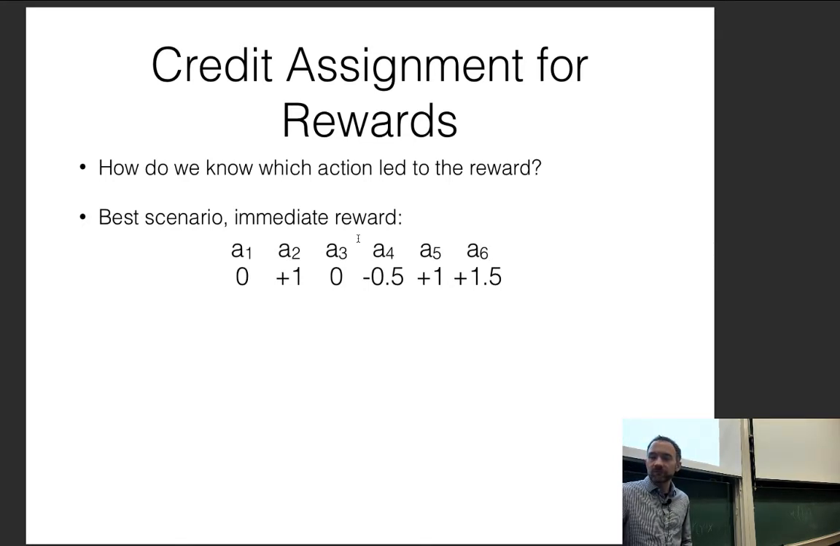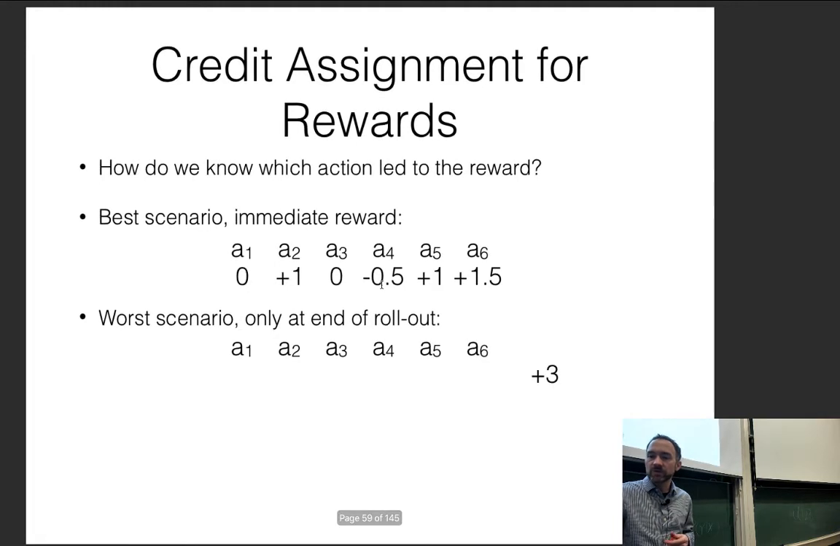So if we're getting an immediate reward like this, we do A1, A2, and then we get an immediate reward of +1, which directly corresponds to A2 being something useful. Then this is good because now we know that, hey, A2 was probably a good example. Then we do A4, we get -0.5, etc. And then at least we know that all of the actions we took up to A2 were the things that led us to get a positive reward. All the actions we took up to A4 were the things that led us to get a negative reward, etc.